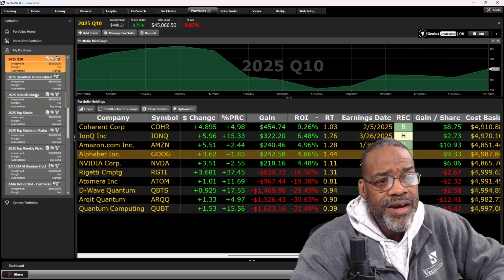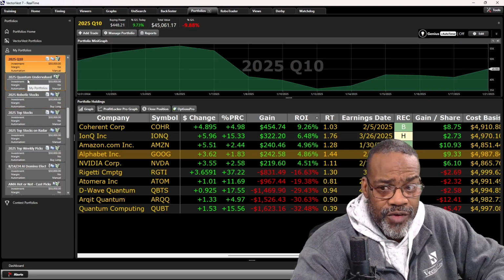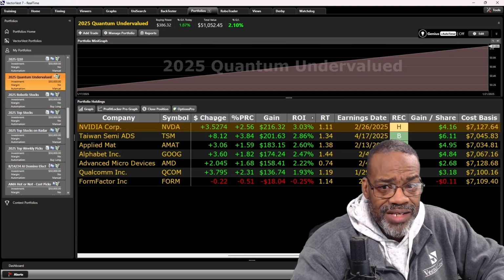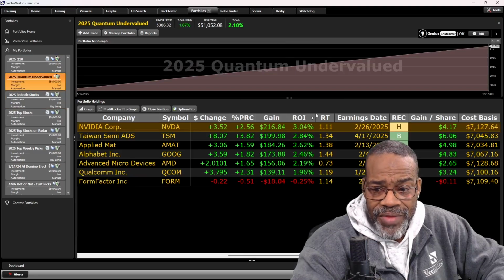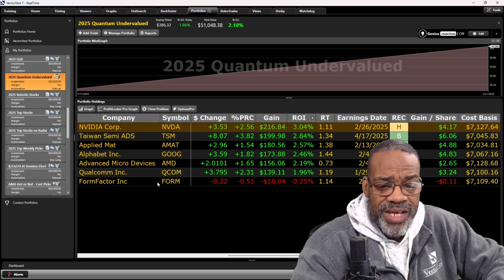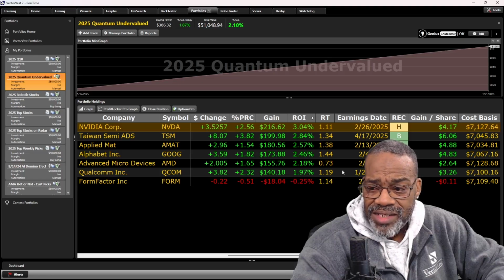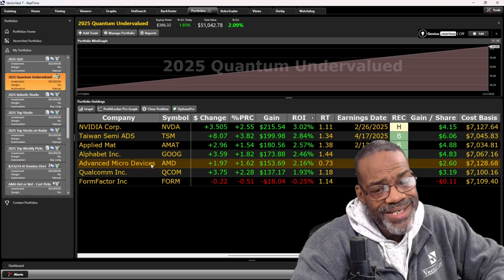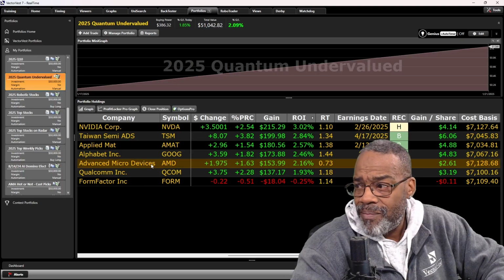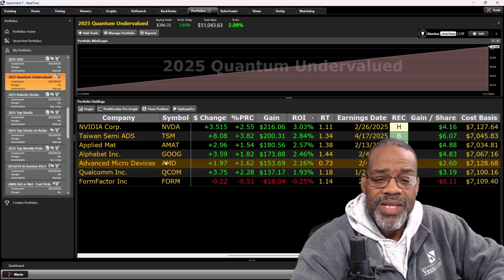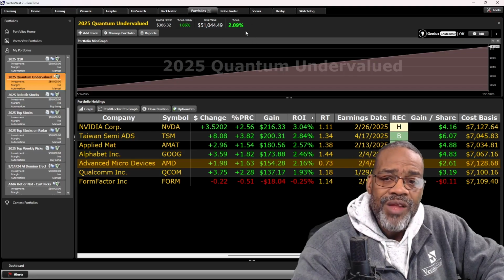I created a quantum undervalued portfolio as well. Got 7 stocks in here, up 2.1%. Just about every stock is making money with the exception of Form, but every stock is nicely up. I got one sell recommendation. There's AMD. I'm going to call that the comeback stock of the year. We'll see what happens with it. But I wanted to show you and follow up on that.